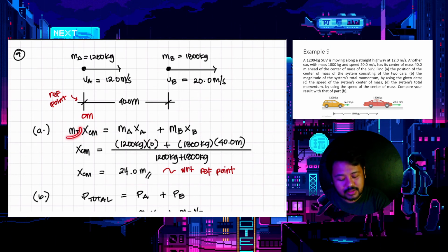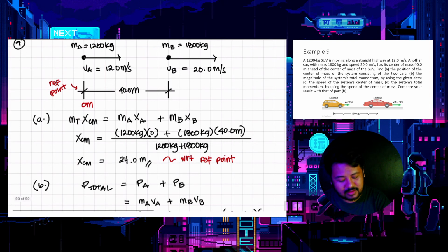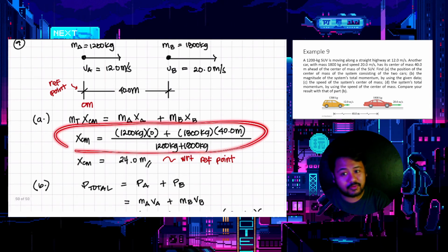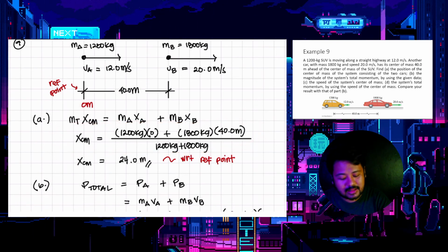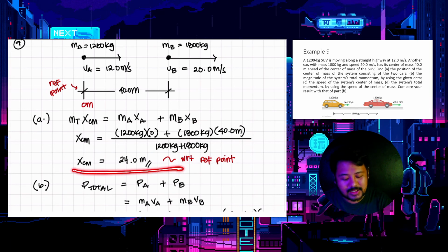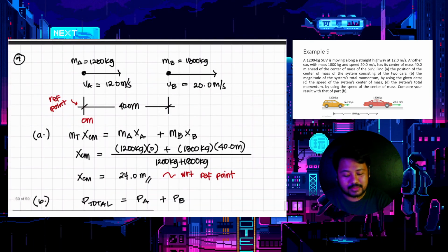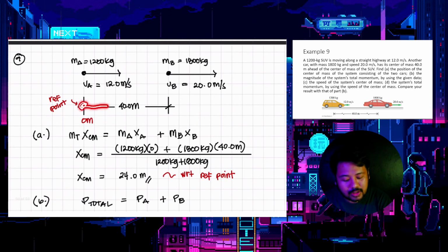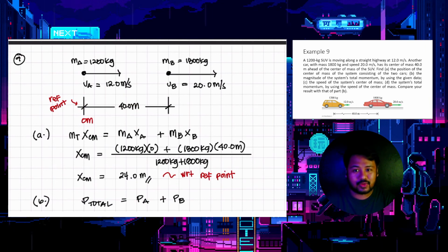The total mass of our system is MA plus MB. Substituting all of our values, it gives us the position of our center of mass, and that is 24 meters with respect to the reference point. Coming from the left, going 24 meters. That's the center of mass of our system.